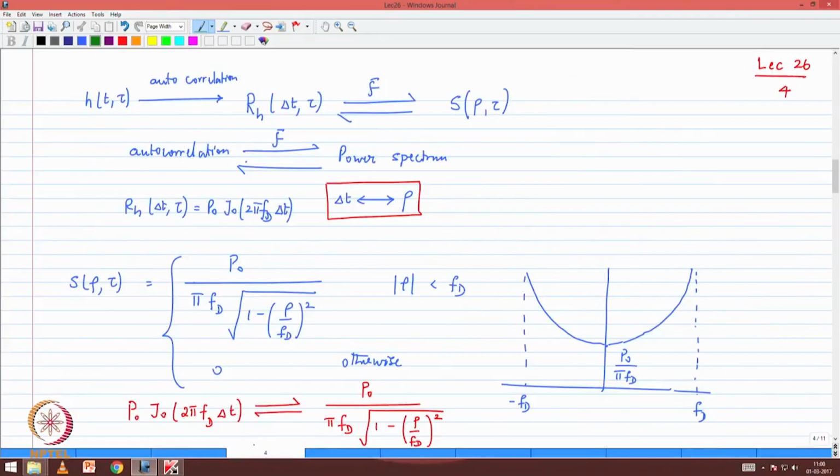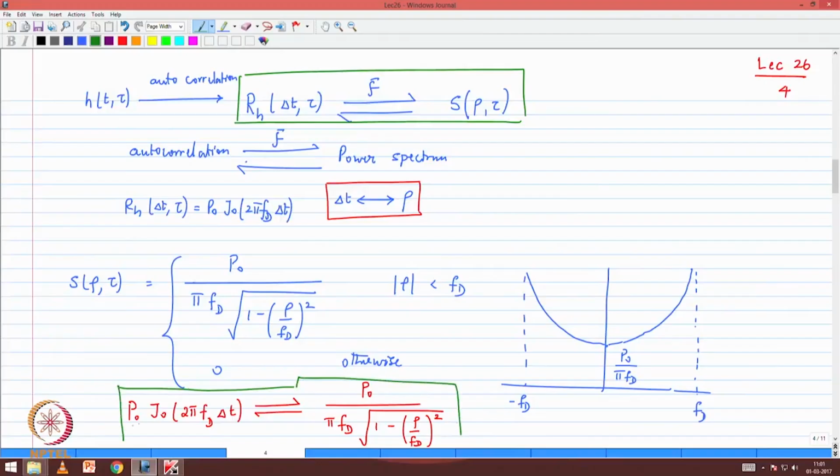We also did the Fourier transform of the autocorrelation function. We are doing the Fourier transform with respect to time, so delta t mapping to rho as my Fourier variable, and we showed that the Fourier transform pair is given by the expression on the bottom of the slide. So the Bessel function maps to a spectrum, what we call the Doppler spectrum, which looks like a U shape, and it is strictly less than fd, because at fd this expression would go to 0. So it is a bounded function. Therefore we get a very steep rise as you go close to fd and minus fd.